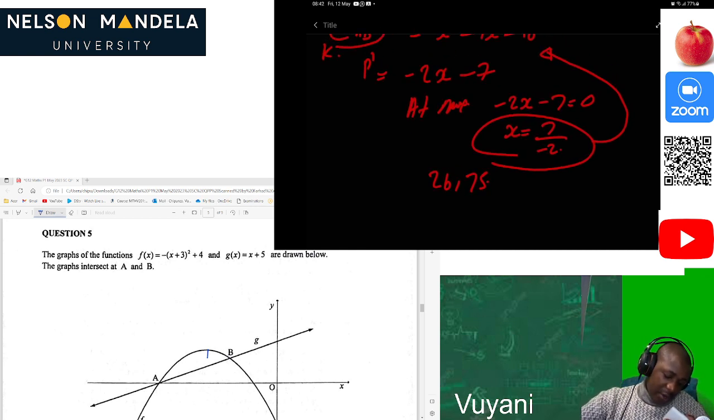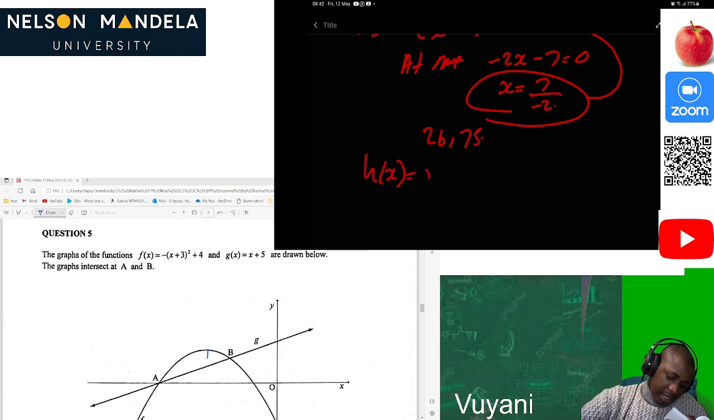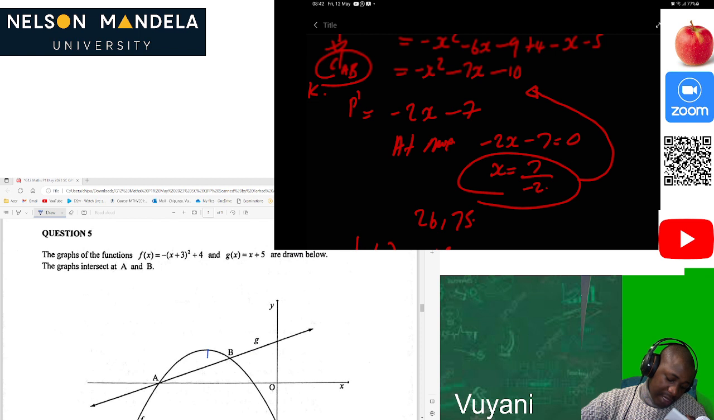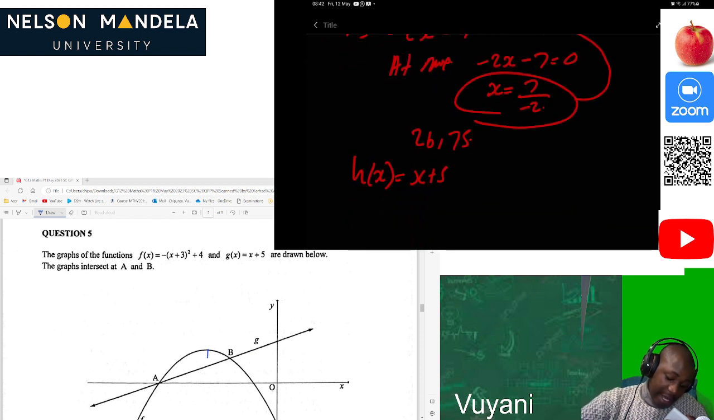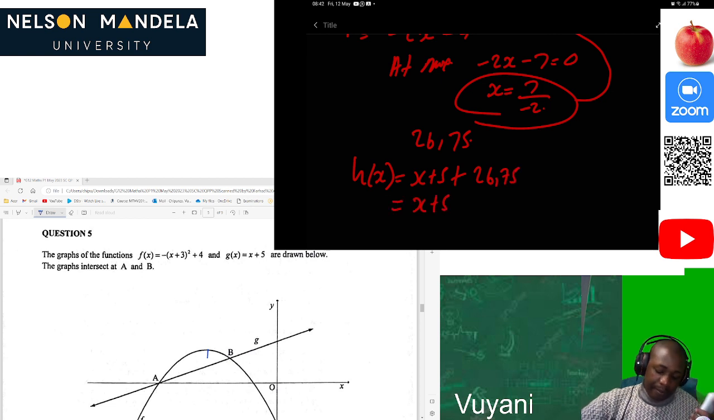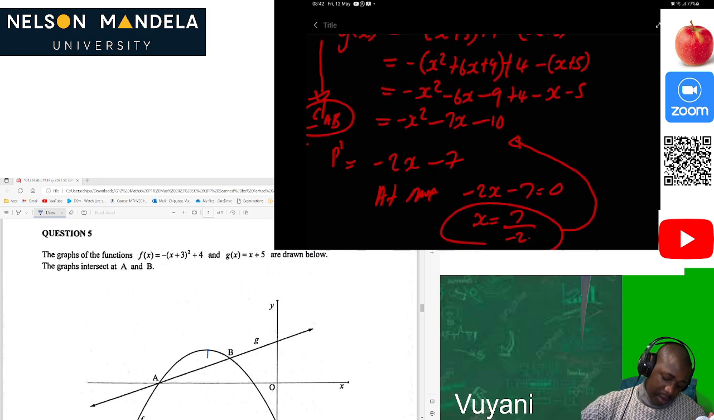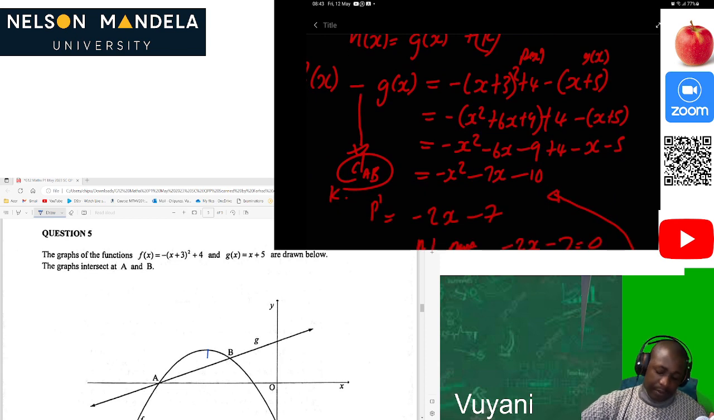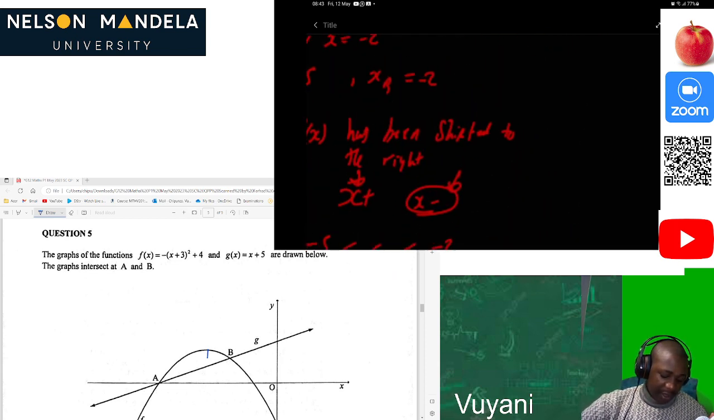Then after that, we can now know that h of x is equal to x plus 5. Then what was our h of x again? Our k is now plus 26.75. Then this should be x plus 5, so 5 plus 26.75, and we get 31.75. So this should be the equation which we'll be playing around with. Let's check something. Yes. Then after that, you are done with functions.